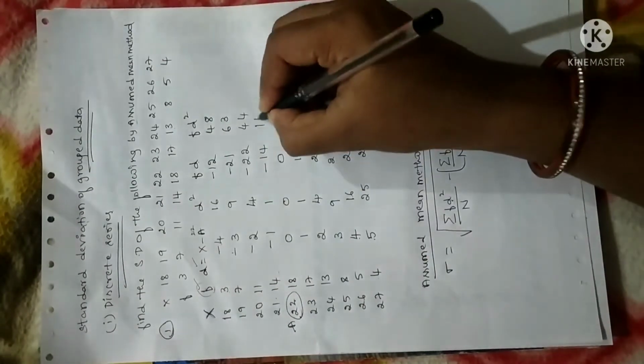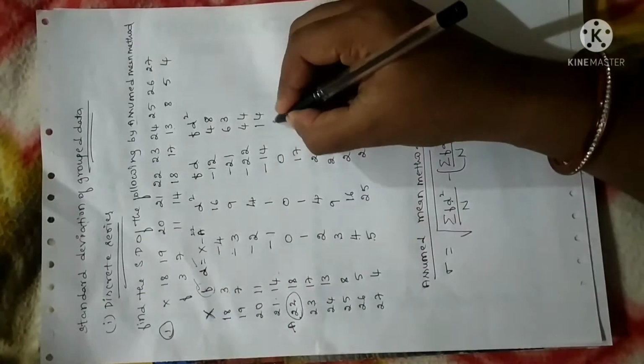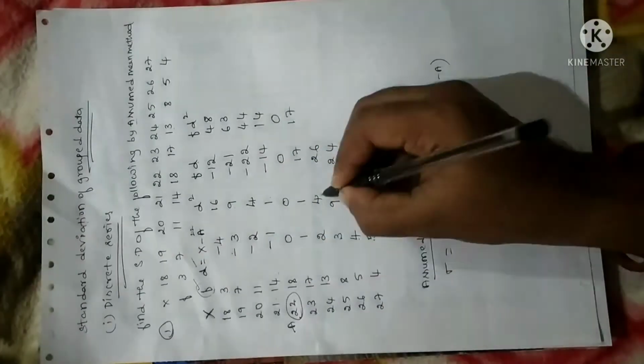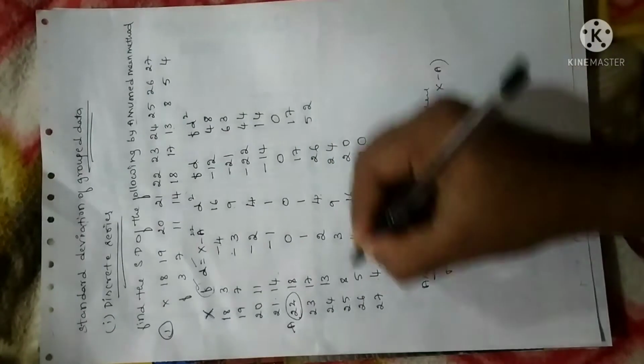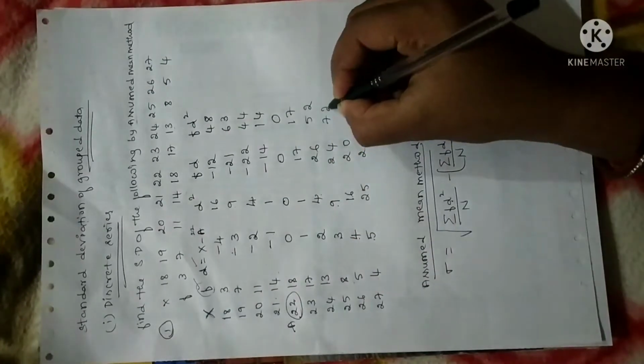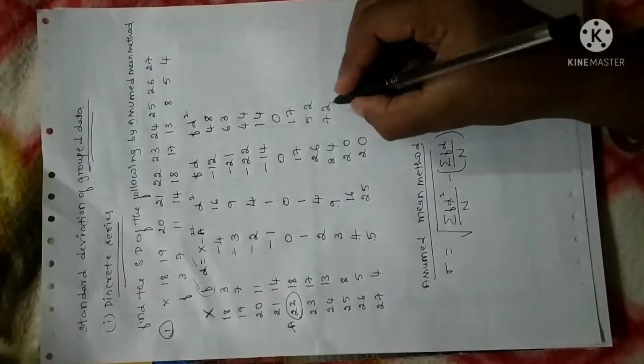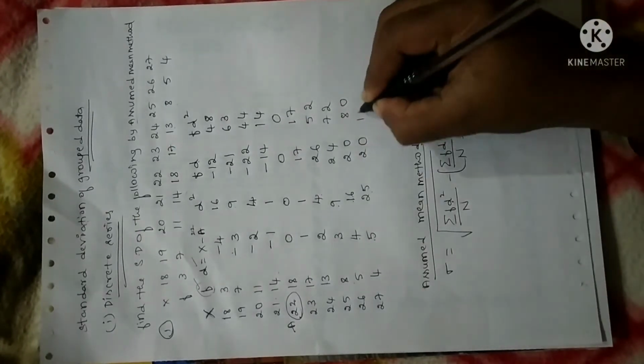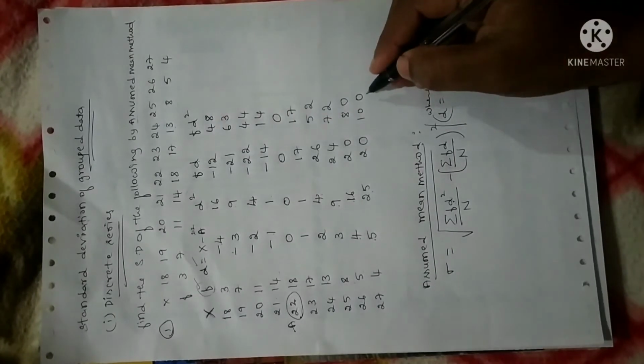Next, 14 ones are 14. Next, 18 into 0 is 0. Next, 17 into 1 is 17. Next, 13 into 4 is 52. Next, 8 into 9 is 72. Next, 5 into 16 is 80. Next, 4 into 25 is 100. So I have calculated the value of fd square.